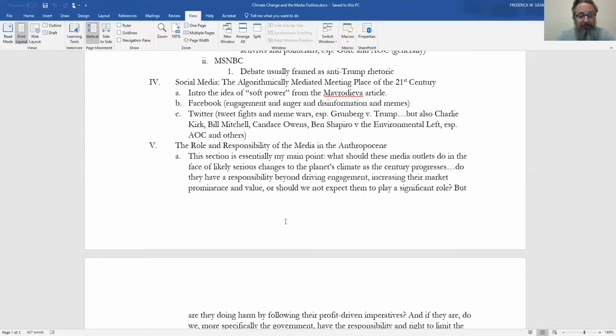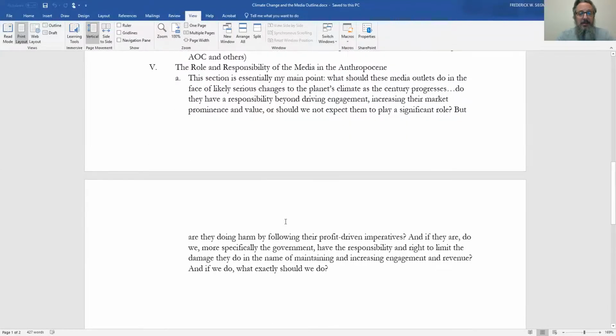So there's that. And then finally, section 5, this is the role and responsibility of media in the Anthropocene. So this is my main point. I have some questions here because I don't know the answers to this. So I just wrote questions for myself. What should media outlets do? Do media outlets have a responsibility beyond their commercial goals? I know that Fox and MSNBC and Facebook and Twitter need to make money because they're for-profit businesses. But do they have a purpose or a responsibility beyond that to actually provide information that can help us make good choices? Or should we not expect that at all?